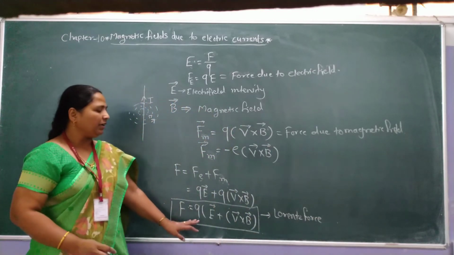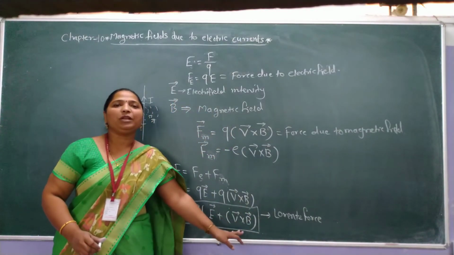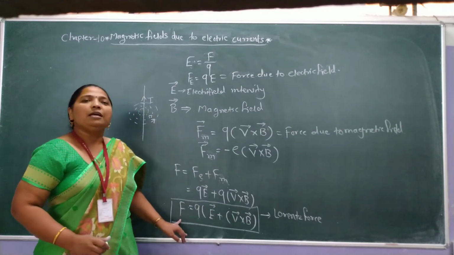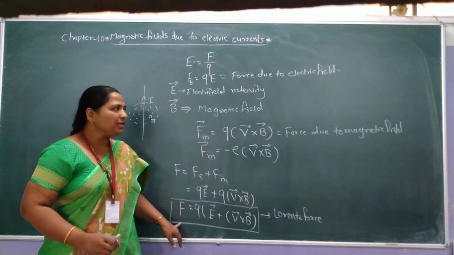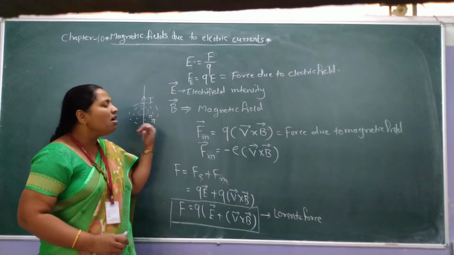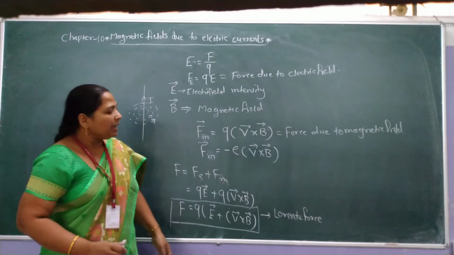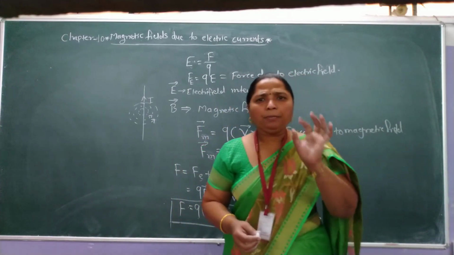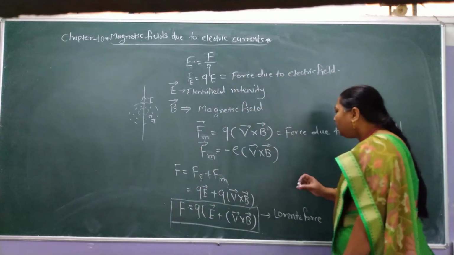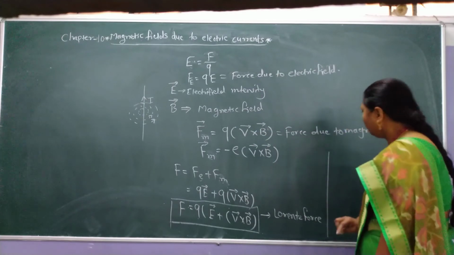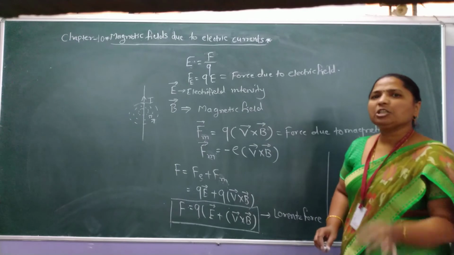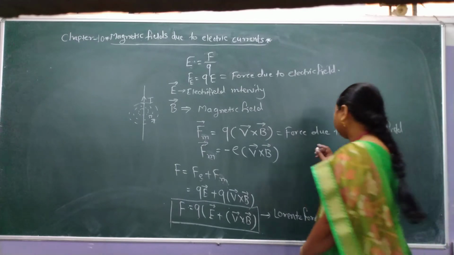The sum of the force due to the magnetic field as well as the force due to the electric field is known as the Lorentz force. F is the Lorentz force acting on the conductor. If the particle is at rest, which means the charge is at rest, consider this the first case.